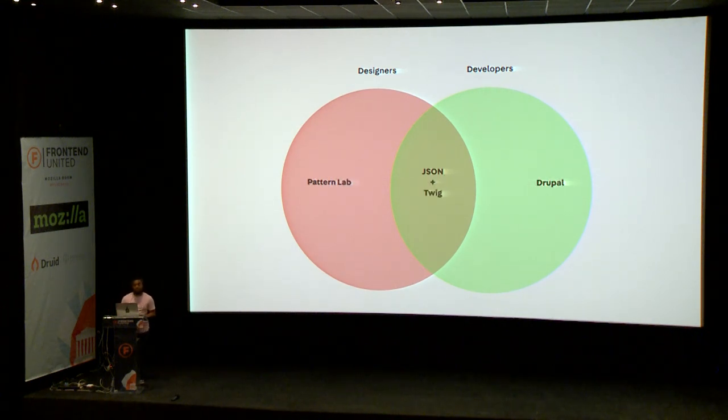Another example. Let's say a designer enjoys working with Pattern Lab, and the developer is working mainly in Drupal. Both Knud and Mark mentioned this yesterday in their talks. Where do they overlap? This mix of JSON and Twig. This is where we should be spending most of our effort.